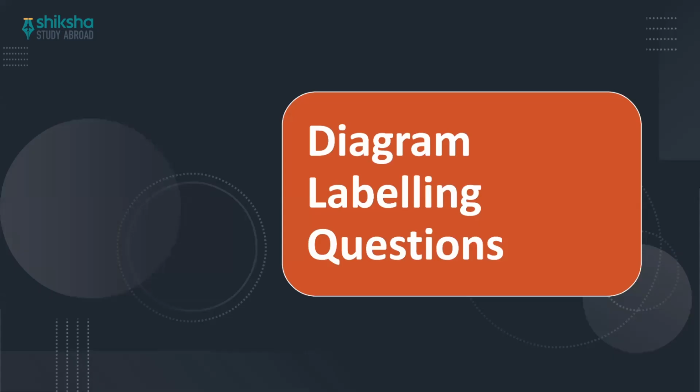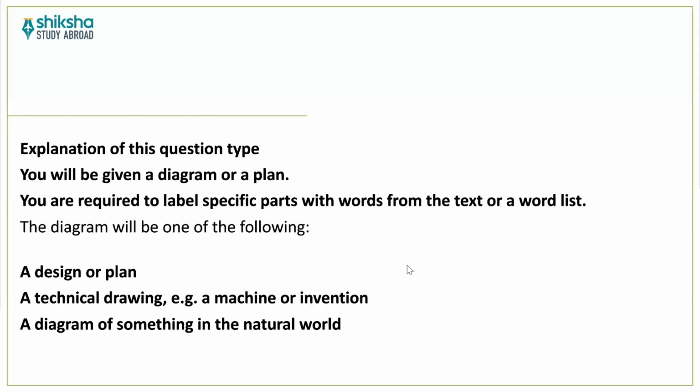So let's start with the first question of the webinar today, which is diagram labeling questions. So let's read about it first a little bit. It says explanation of this question type. You will be given a diagram or a plan. You are required to label specific parts with words from the text or a word list.